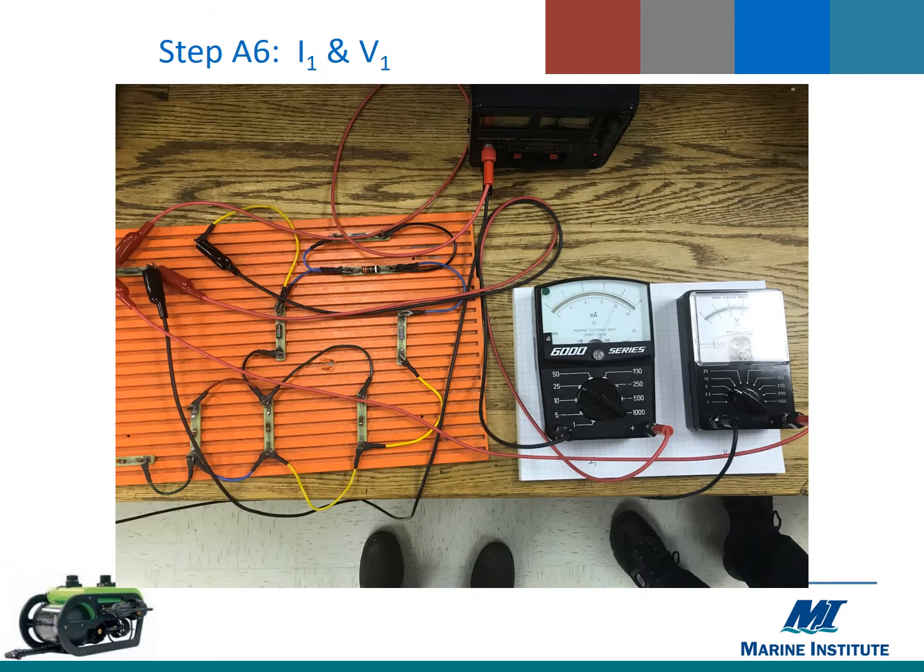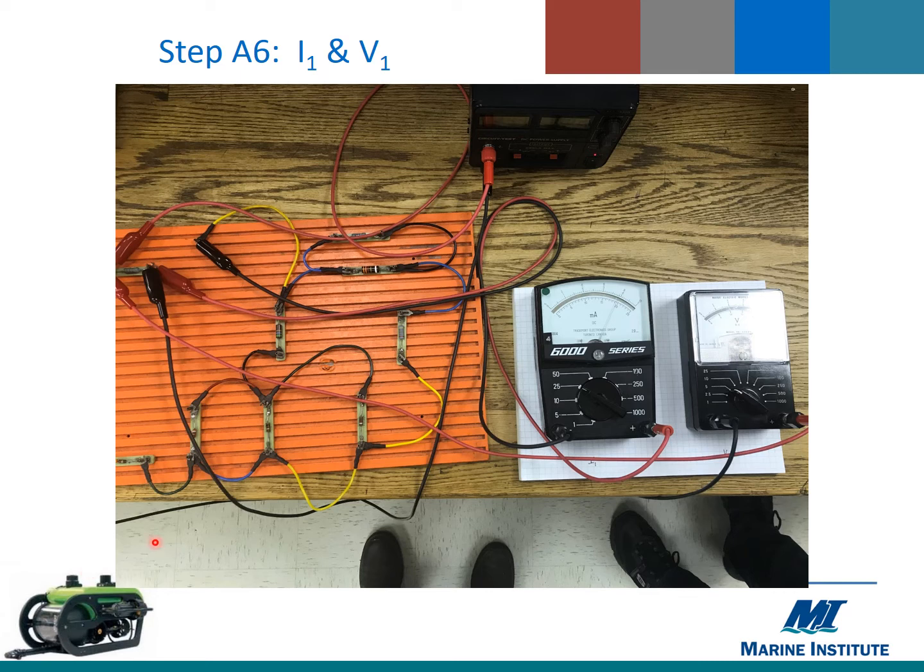Now, lab procedure A6 asks us to complete the measurements of voltage across and current through each resistor. When we did this in the lab, we did go ahead and measure the voltage across and the current through each resistor and completed table 6.2. The resistor measurements that we have decided to include here are for resistor 1, resistor 4, and resistor 6.